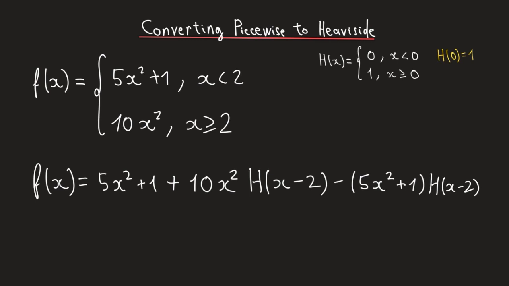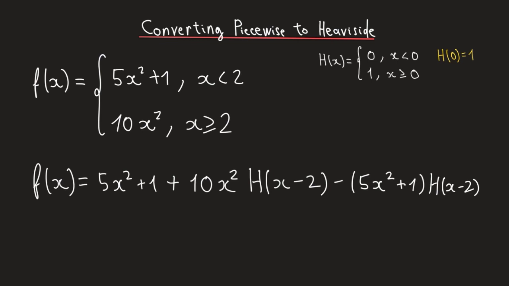So now let's go over this expression. We have f of x is equal to 5x squared plus 1 plus 10x squared times h of x minus 2. And what we notice here is that when x is less than 2, x minus 2 is less than 0. Okay, and therefore h of something less than 0 is equal to 0, and therefore this part will be switched off, as well as this part over here, because h of x minus 2 for x less than 2 is 0. Therefore we will have, for x less than 2, that f of x is equal to 5x squared plus 1, which is exactly what this expression means.